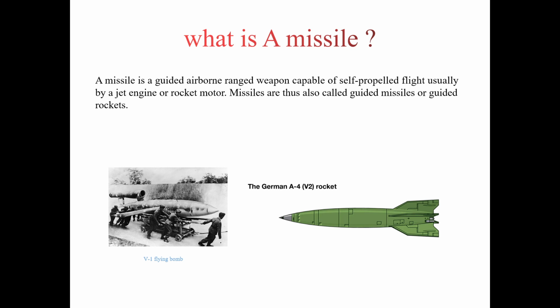The left side is showing the first glide bomb, which was made by Germany, the V1 flying bomb, and the second one is a proper example of a missile, the V2, made by the same nation, Germany, during the Second World War.